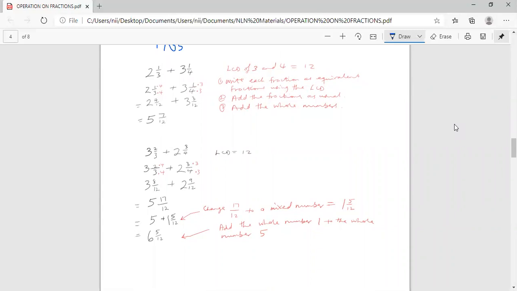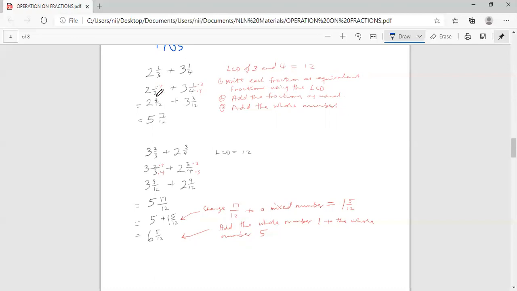We'll begin by finding the least common denominator between 3 and 4. So these are denominators 3 and 4. What's the LCD? The LCD again is 12 for this, right? So let's write each of these fractions with a denominator of 12. So we ask ourselves, how can I get 12 in the denominator here? So I have to multiply 3 by 4 to get 12.